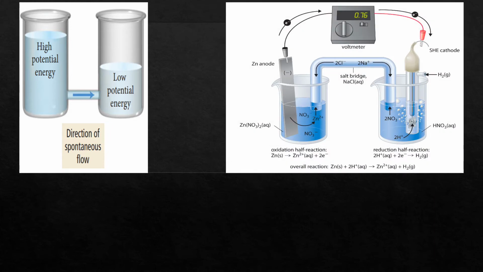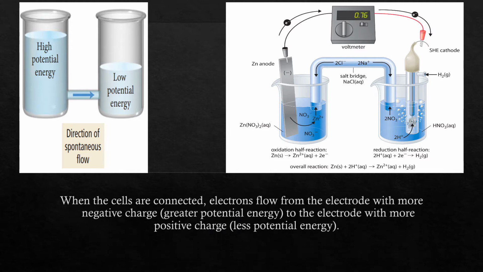Similarly, each half cell in an electrochemical cell has its own charge and the corresponding electrode potential. When the cells are connected, electrons flow from the electrode with more negative charge, greater potential energy, to the electrode with more positive charge, less potential energy.